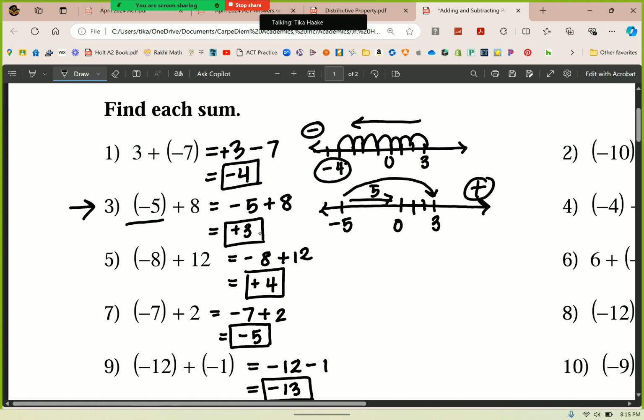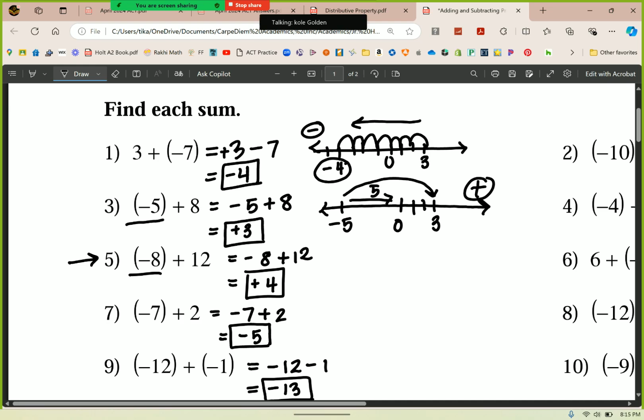Okay? So let's look at number 5. We have negative 8 plus 12, sorry. So now again, there's parentheses, but they're unnecessary because nothing's multiplying. Parentheses are really only used for distribution or multiplication, okay? Which is the same thing. Okay, so now, isn't the positive 12 bigger? So we know the answer is going to be positive, okay?